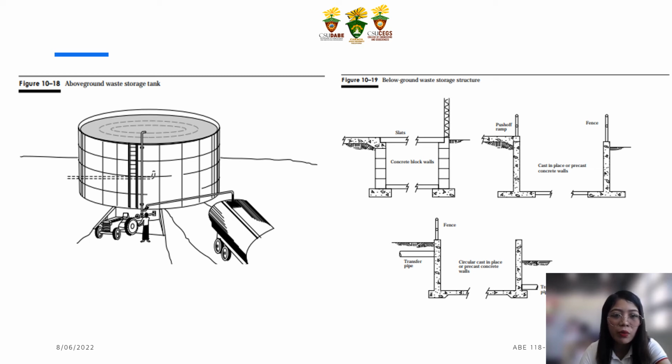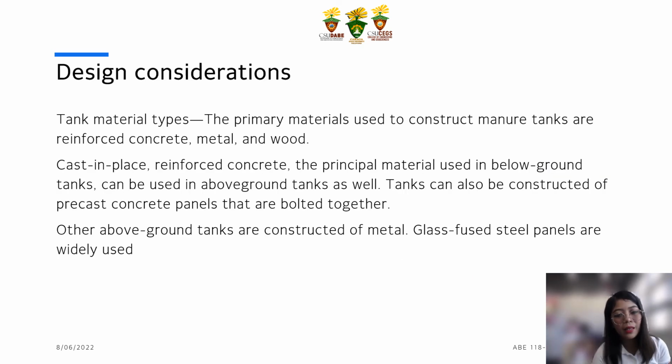Storage volume requirements for tanks are the same as those for ponds, except that provisions are normally made to exclude outside runoff from storage tanks because of the relatively high cost of storage. Of course, if plans include storage of outside runoff, accommodation for it must be included in the tank volume. Now let's have the design considerations. Tank material types: the primary materials used to construct manure tanks are reinforced concrete, metal, and wood.